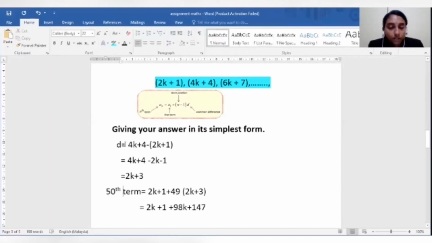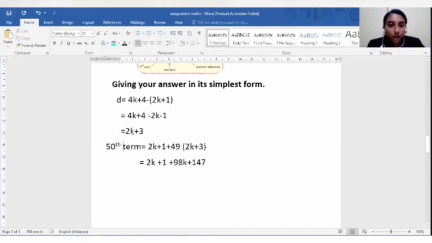The first thing that we have to do is, they already gave the three numbers. So I just choose 4k plus 4 here, and then I just minus 2k plus 1. Another way is 4k plus 4 minus 6k plus 7, because we identify the common difference. If we use either pair of numbers, we will get the same answer, which is 2k plus 3.